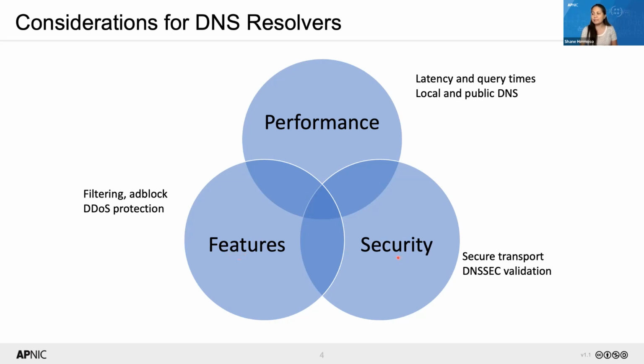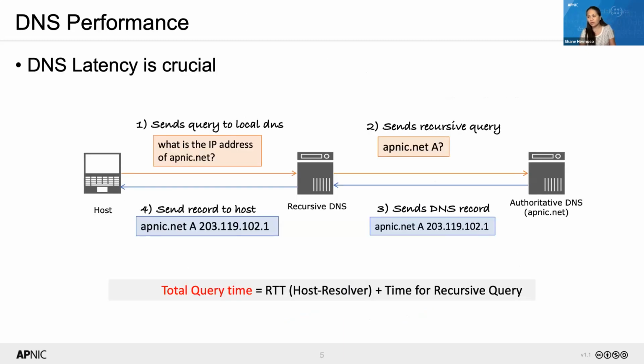Now, the other one is security: secure transport and DNS validation. Very quickly, let me touch on some of those. So as we said, DNS latency is crucial.